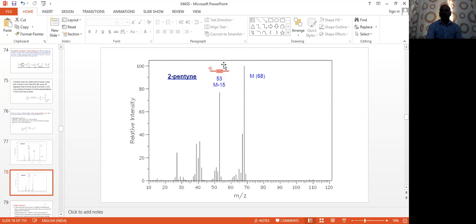M by Z value 53 will become very prominent, but this can be resonance stabilized. That's why we have here M minus one, if one of the carbon atoms is removed, and then this can be resonance stabilized, more stable. So that's where you have the second most prominent fragment ion here. That is how we differentiate a terminal alkyne, whether it is a terminal alkyne or not.